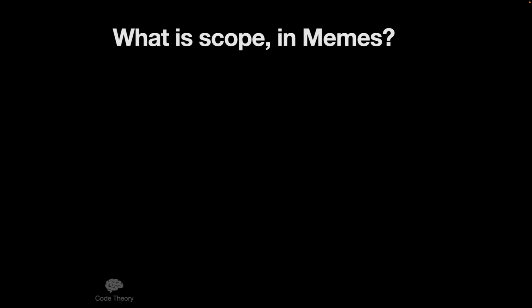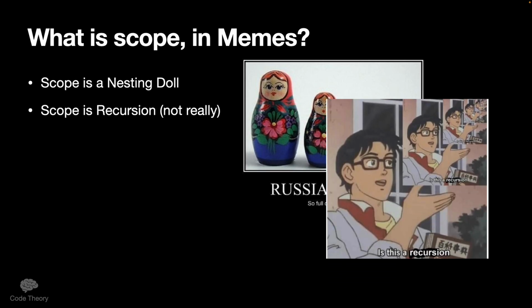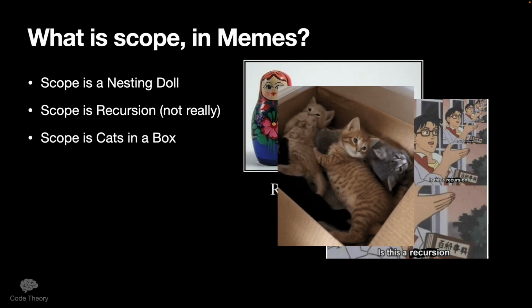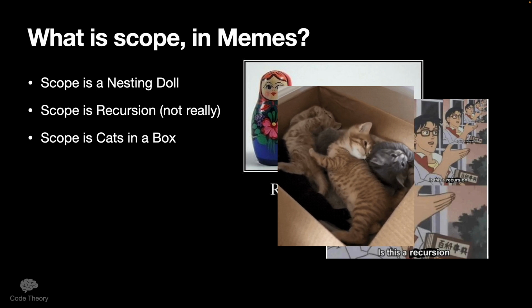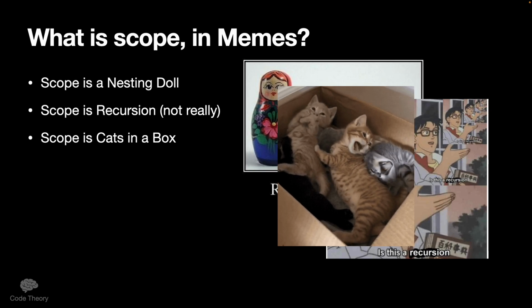All right, so before we talk about functions, we need to talk about scope. This is also something you'll probably be familiar with in other programming languages, so we're going to go over it very quickly. So, what is scope in memes? Scope is a Russian nesting doll. It's very full of itself. You can have scope within scope within scope within scope. It is recursion, but not really. Don't believe me when I say that. It's a lie. But I thought it was funny, so I included it. And it's also kittens in a box. Basically, when you put stuff in scope, it's all in that same scope together, like these kittens. They're also very cute, and they're yawning.